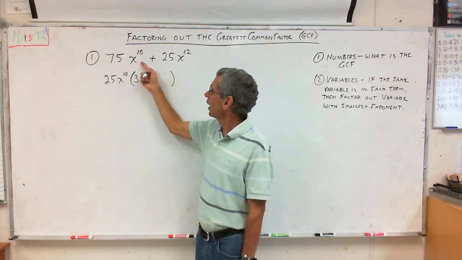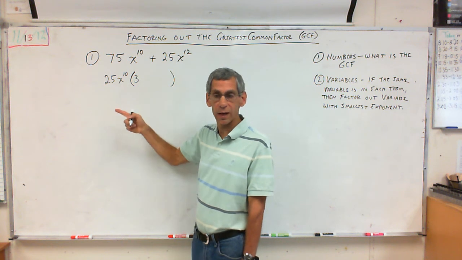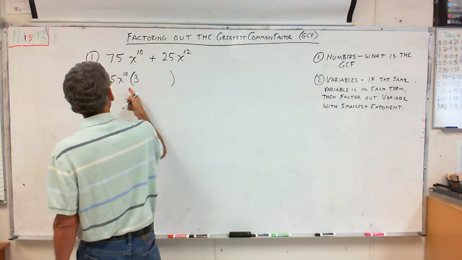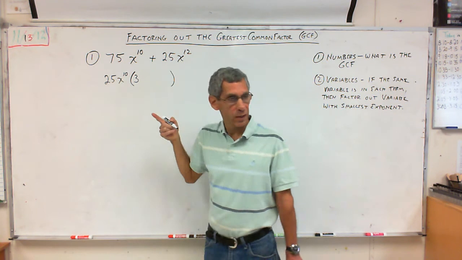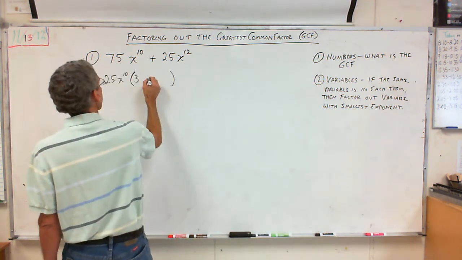I've got x to the 10th, and I'm going to divide it by x to the 10th. I'm basically taking it away, right? So there's nothing there. You guys all see that? Yes? Well, I don't see it because there's nothing there.